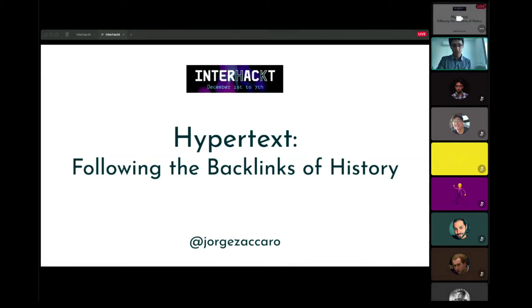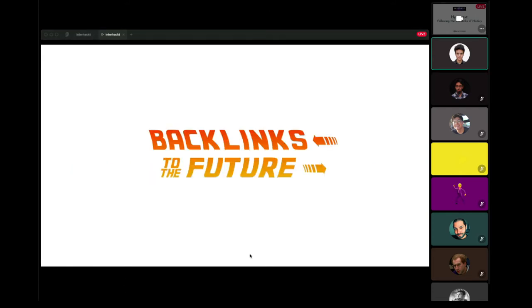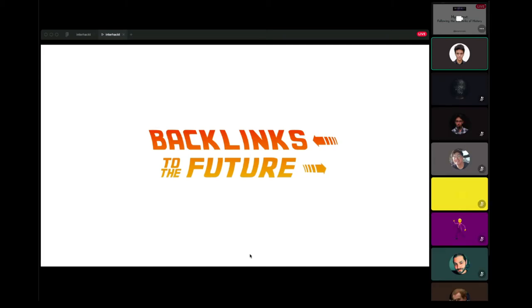The title of this session is Hypertext, Following the Backlinks of History. So basically, the purpose of this session is to do a little bit of time travel and remember where hypertext comes from. And after we're done with remembering this history, then ask ourselves what the future of hypertext looks like.